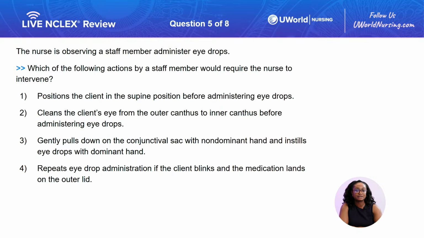Question number 5, the nurse is observing a staff member administer eye drops. Which of the following actions by a staff nurse would require the nurse to intervene? Option 1, positions the client in the supine position before administering eye drops. Option 2, cleans the client's eye from the outer canthus to the inner canthus before administering eye drops. Option 3, gently pulls down on the conjunctival sac with non-dominant hand and instills eye drop with the dominant hand. Or option 4, repeats eye drop administration if the client blinks and the medication lands on the outer lid.